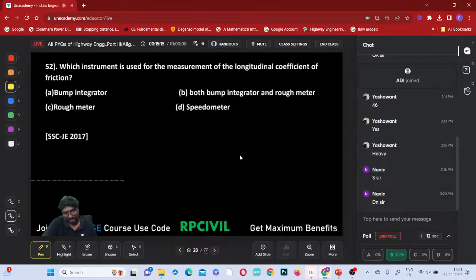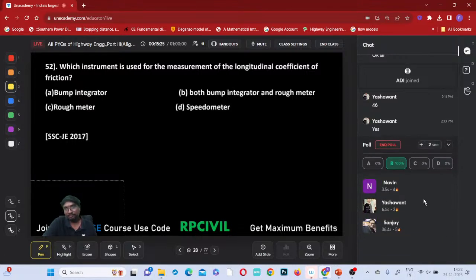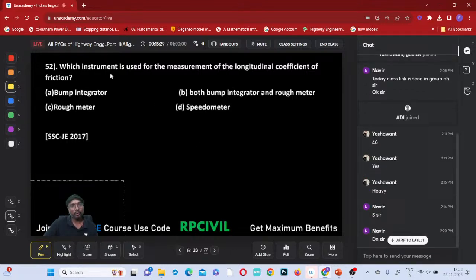Yeah, Sunil Kumar answered correctly. Naveen, Yashwant, Sanjay answered from special. So, what is the instrument used to measure the longitudinal coefficient of friction? Coefficient of friction means how can you measure? Coefficient of friction is based on the roughness. So coefficient of friction will be based on the roughness or not, yes or no?